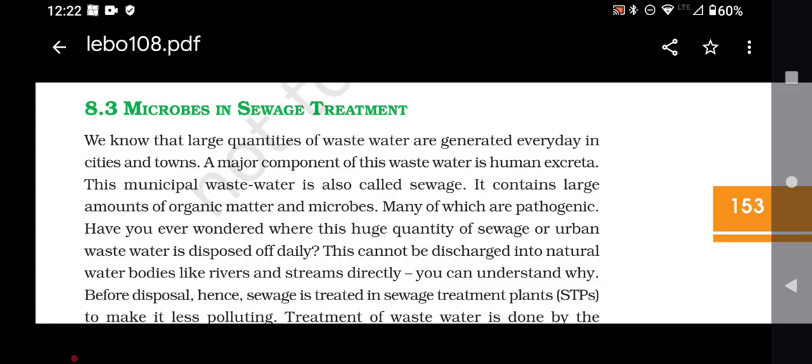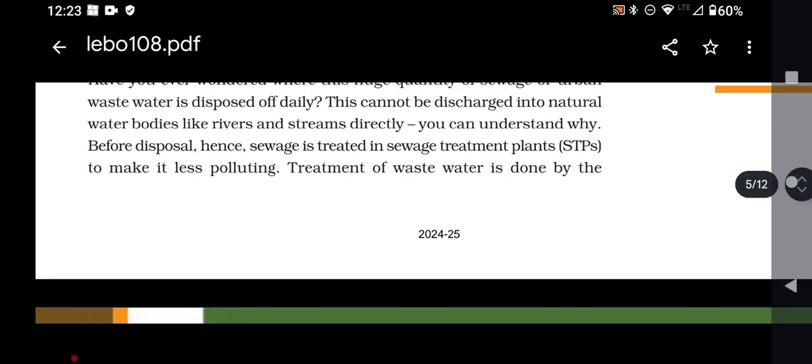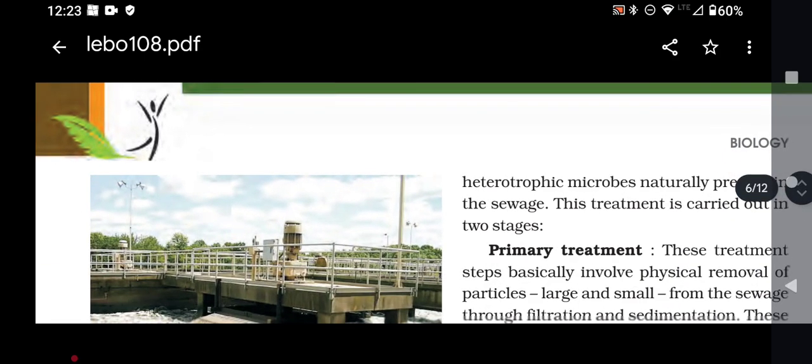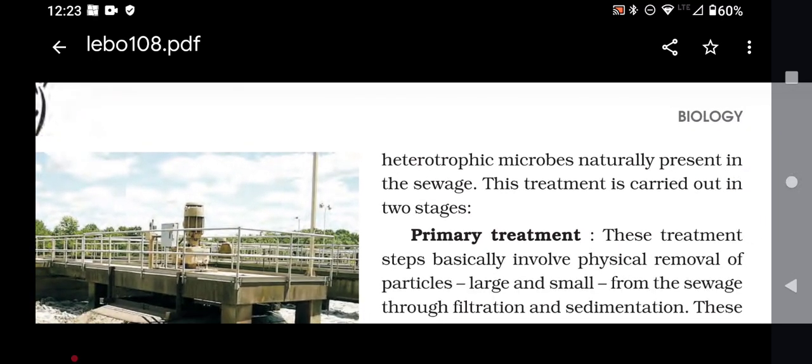Have you ever wondered where this huge quantity of sewage or urban wastewater is disposed of daily? This cannot be discharged into natural water bodies like rivers and streams directly. You can understand why. Hence, before disposal, sewage is treated in sewage treatment plants, STPs, to make it less polluting. Treatment of wastewater is done by the heterotrophic microbes naturally present in the sewage. This treatment is carried out in two stages.